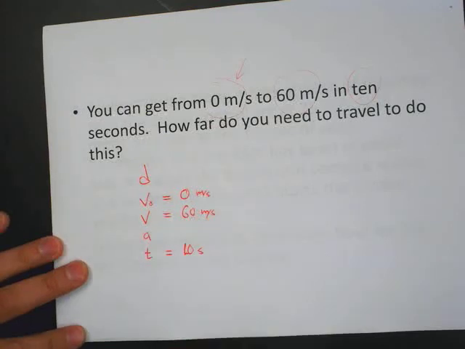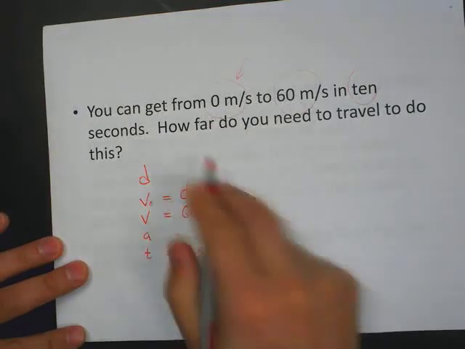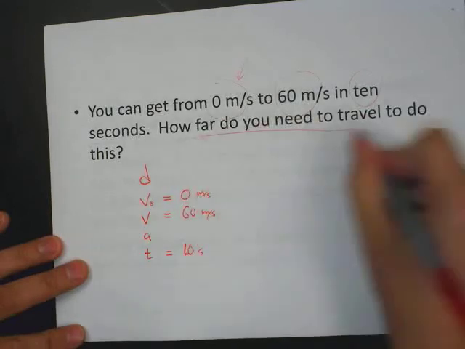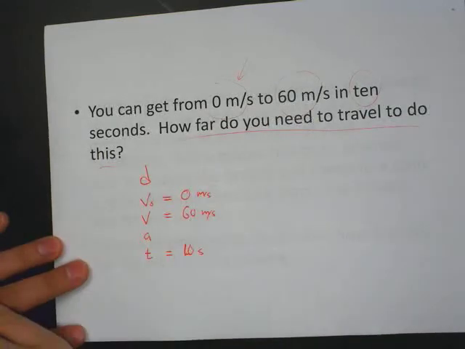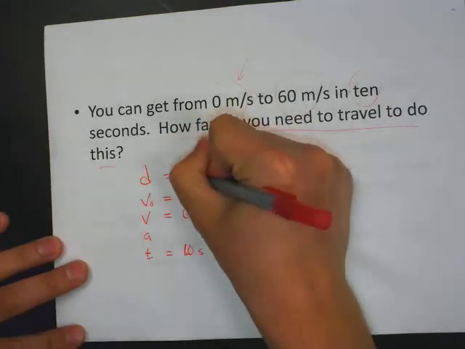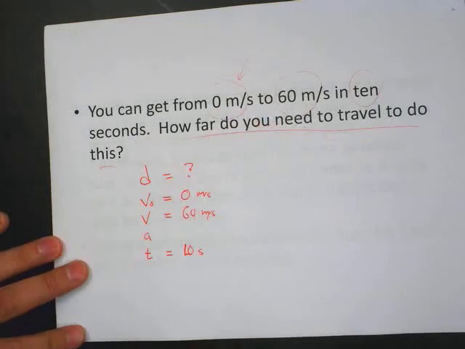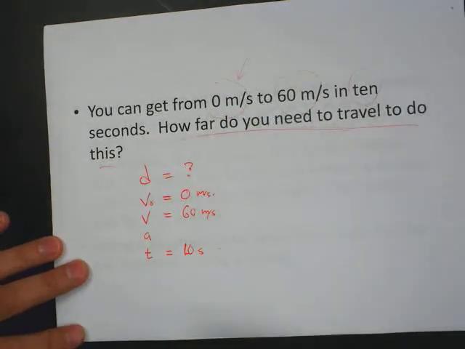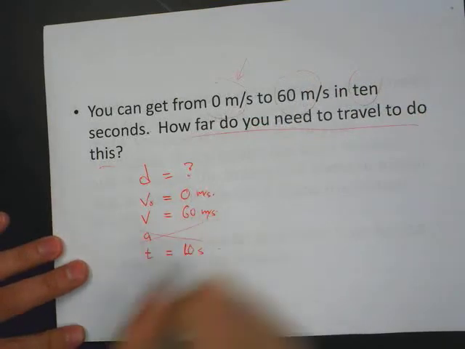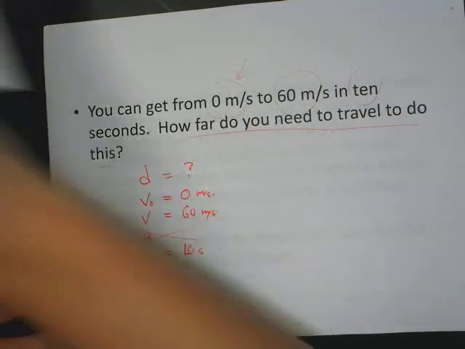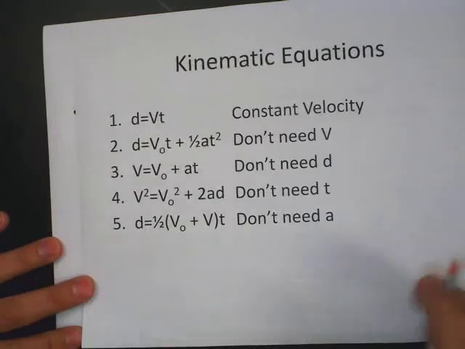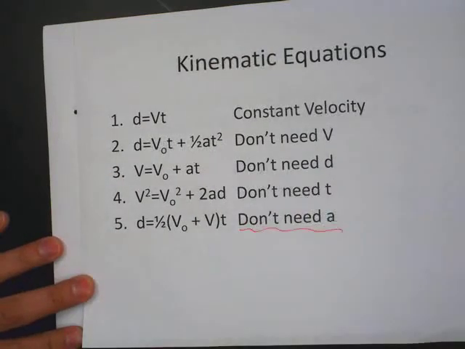Okay. Now the question is asking, so this is where you get your unknown. The question is asking how far do you travel? What is that? Well, that is going to be displacement. That's your question mark. So notice we have 3 variables. We want to know what the 4th variable is, but we've never bothered to deal with time. So as I look over here at my equation, I'm going to use the don't need a equation.